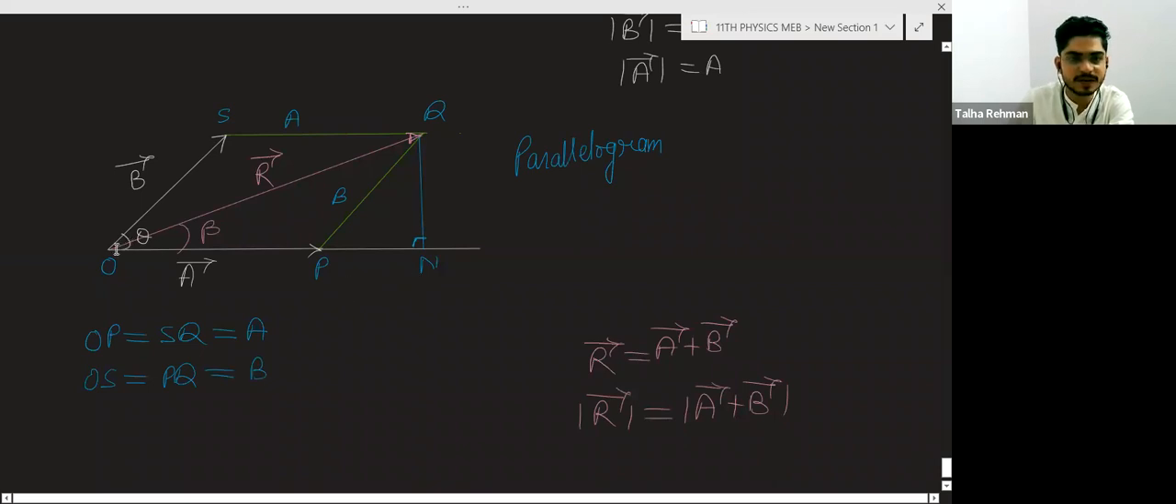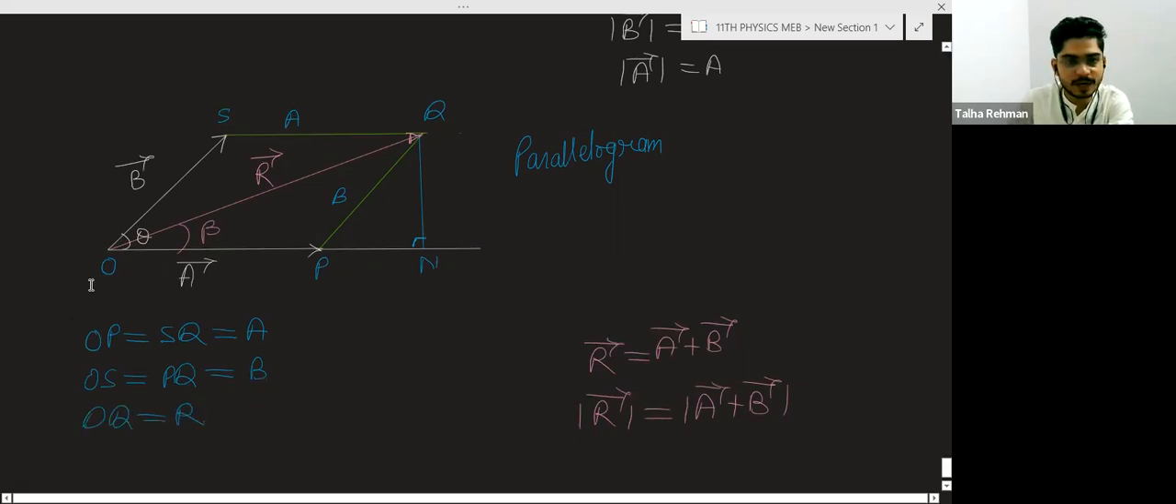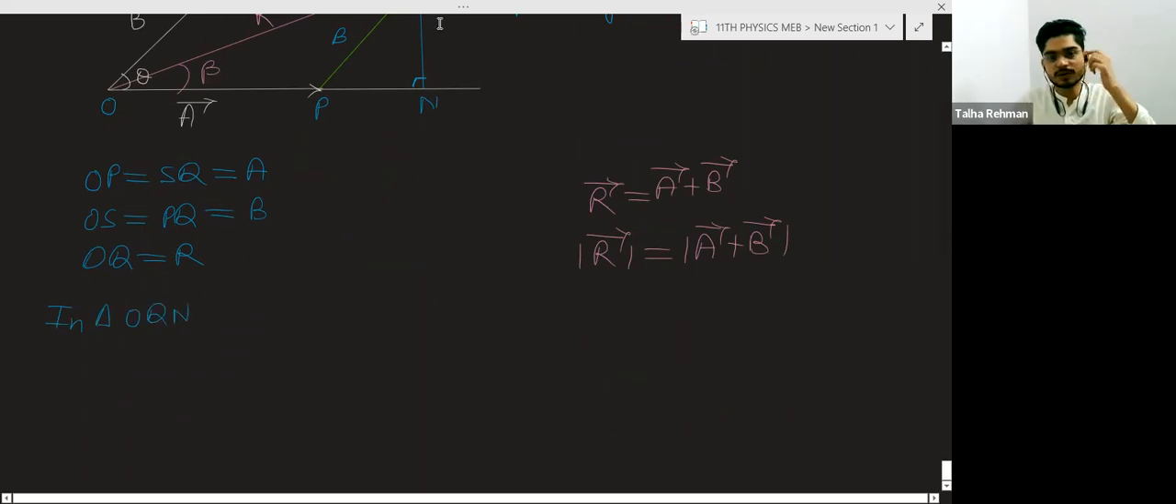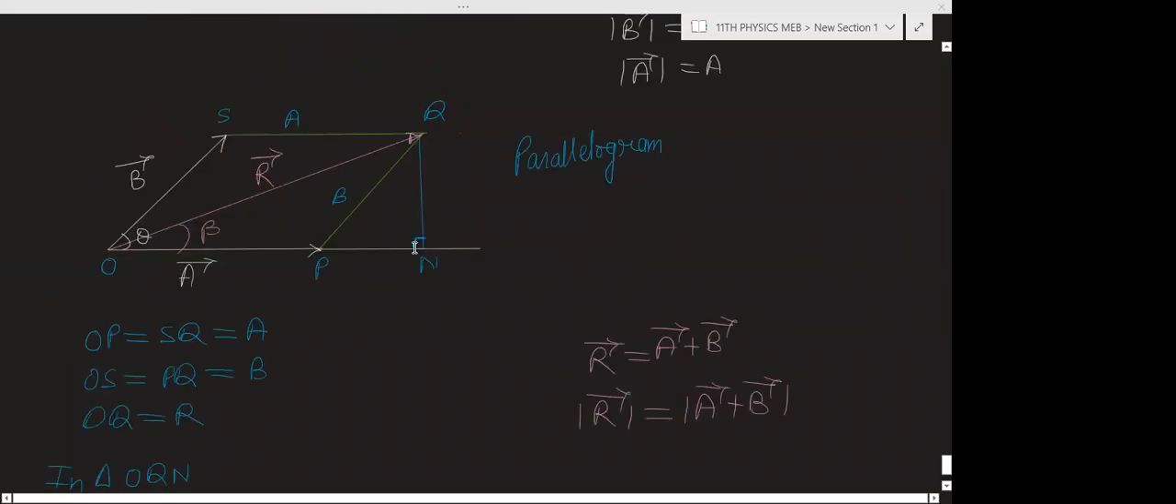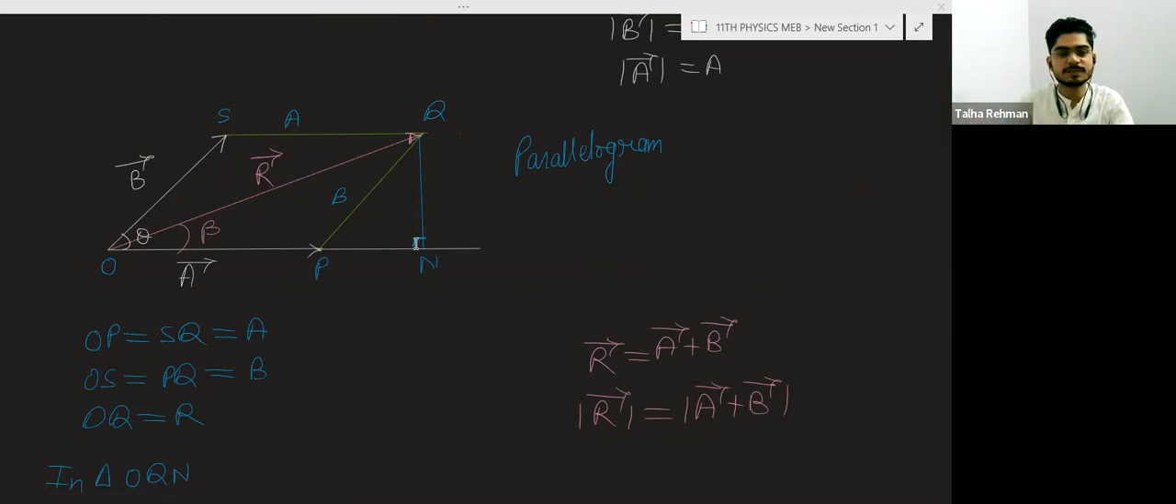So now see this triangle, triangle OQN. And what is OQ? OQ is R. Length of OQ is equal to R. So in triangle OQN, when you will apply the Pythagoras theorem, do you know what is Pythagoras theorem, Kalil? Yes, sir. So Pythagoras theorem is the square of hypotenuse is equal to perpendicular square plus base square. So this is 90-degree angle. Now we are focusing only on this triangle OQN. Always in a triangle opposite to 90-degree angle there is a hypotenuse. So R is the hypotenuse.